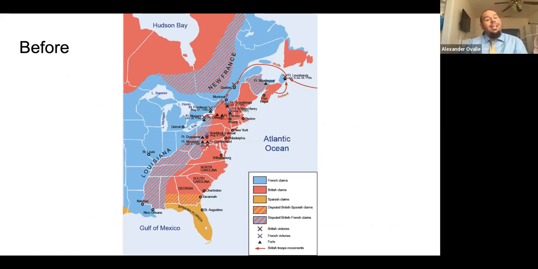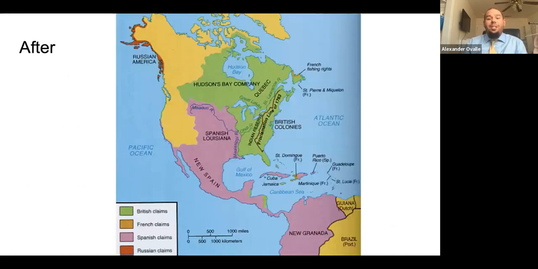Here's a map from during the French and Indian War, and all these land claims right here and right up here were between the French and the British. That's what they fought over. And now, after the French and Indian War, you have Spanish Louisiana, and all of this is controlled by Britain.